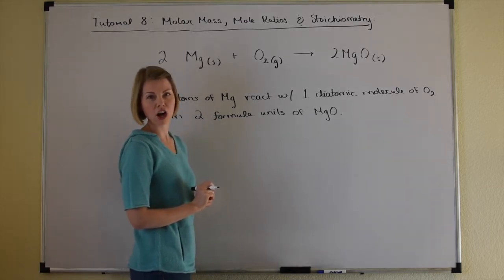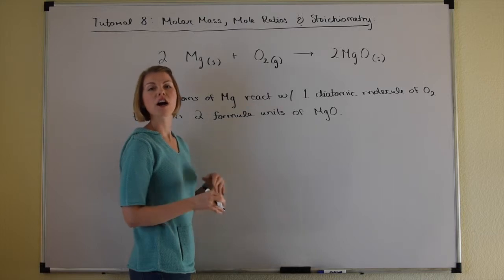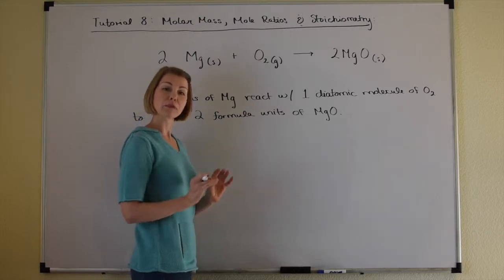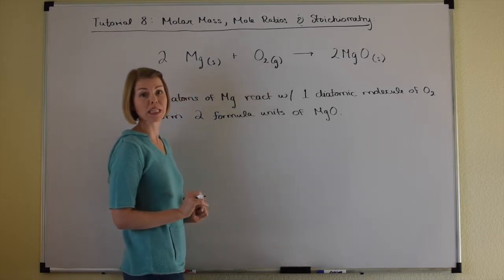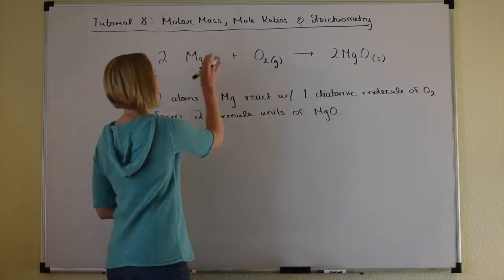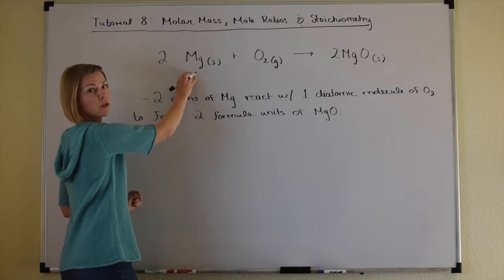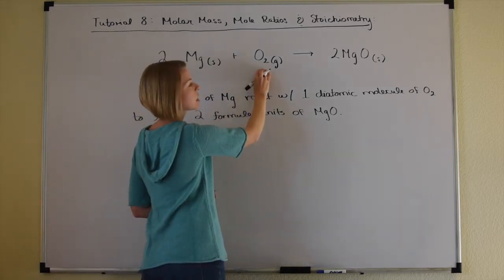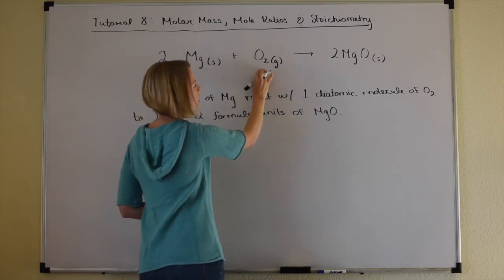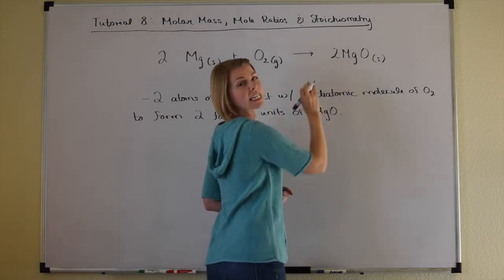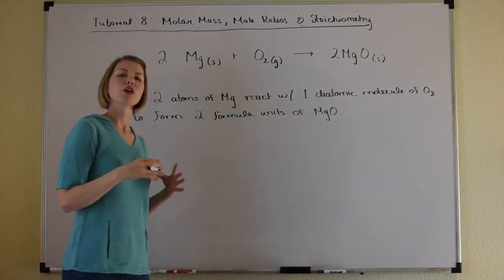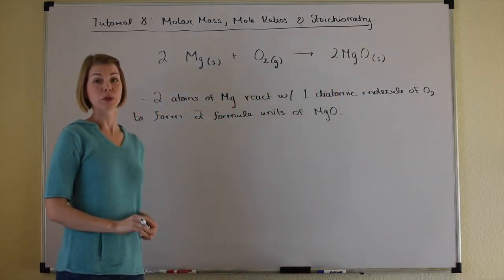Remember that your ionic compounds are composed of cations and anions, and the simplest whole number ratio of cations to anions is called a formula unit. So magnesium is elemental, so composed of atoms of magnesium. Oxygen, O2, is a diatomic molecule, so composed of molecules. And magnesium oxide is an ionic compound, so composed of formula units.